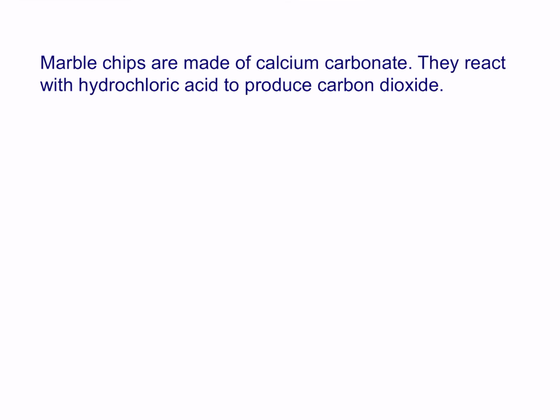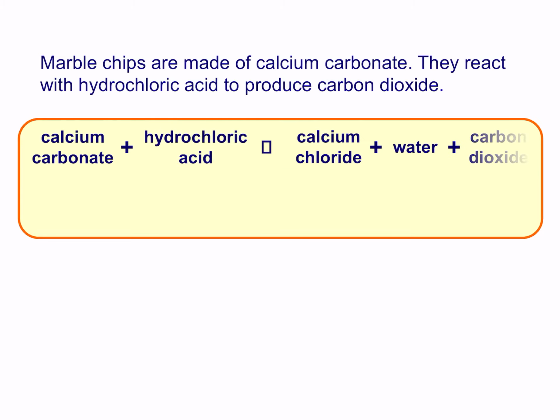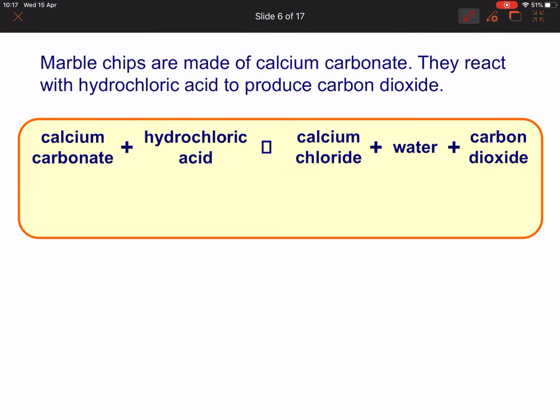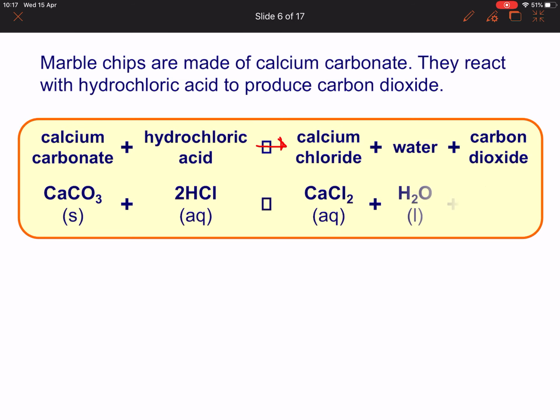An example we would do if we were in school, we'd use marble chips. Now marble chips are made of calcium carbonate. They react with hydrochloric acid to produce carbon dioxide. I'm afraid the arrow hasn't worked there. So calcium carbonate plus hydrochloric acid would make calcium chloride, water and carbon dioxide.